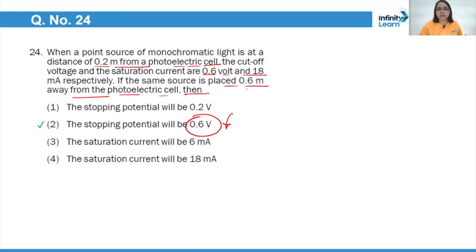By changing the distance, the intensity will change, right? Intensity is inversely proportional to R square, but the stopping potential will not change, and the saturation current will change according to the intensity. So the saturation current will be 18 milliampere divided by 9 because we are increasing the value of R by 3. So this will be 2 milliampere. So the correct answer is option 2.